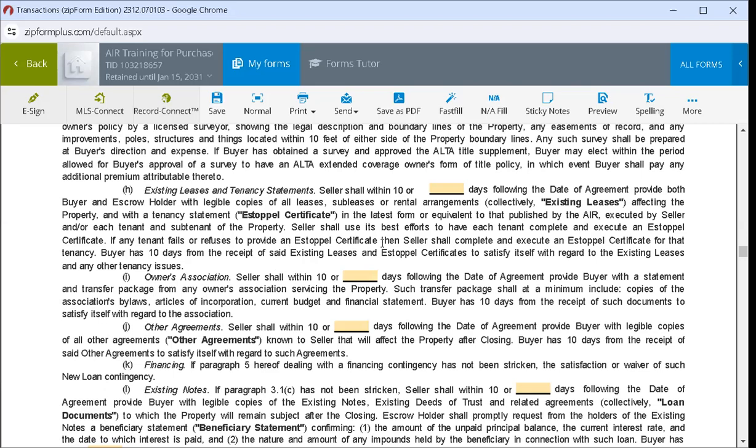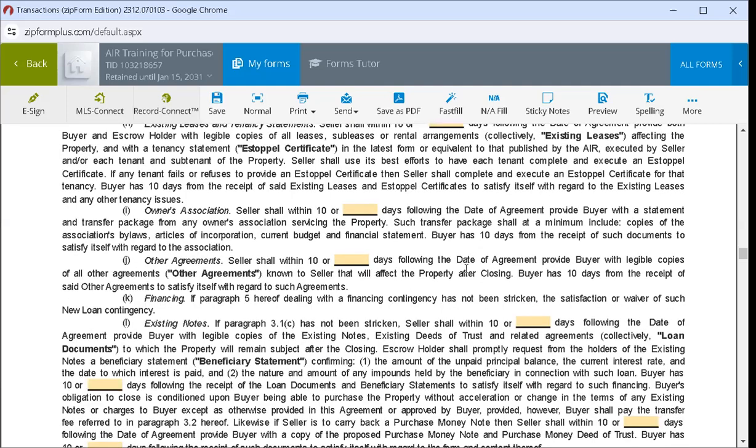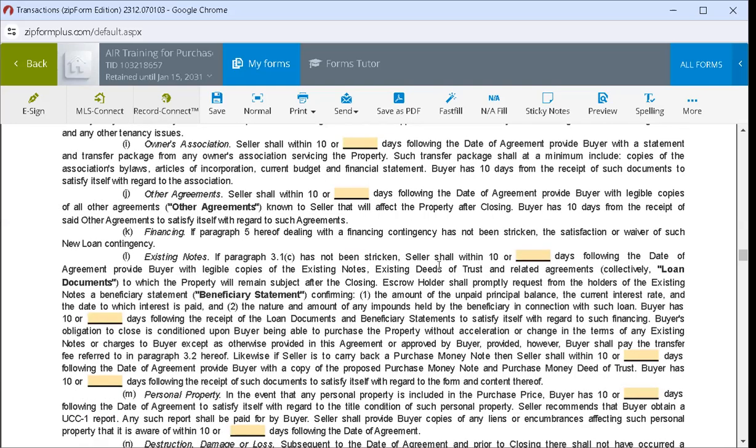Okay. Owners association, if it happens to fall under an owners association, you have 10 days to provide all the documentation. Other agreements. So if you have other agreements that are going to survive the close of escrow, that are going to continue on the property, make sure you're supplying those. If there's any leases, if there's anything like that, supply them. Maybe there's a contract for like the monitoring system, telephone system. If there's any kind of contracts that are going to stay, gardener contract, anything, make sure you're giving it to the other party for review.